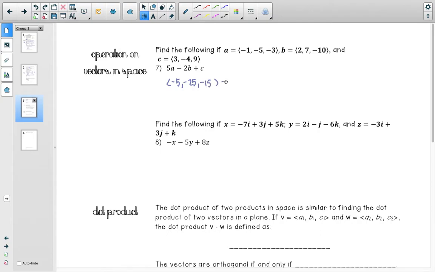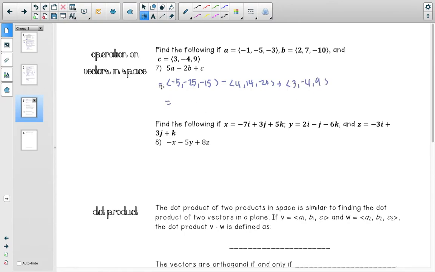Okay, minus, and I'm just skipping steps, I really am. You would take 2 times b, so I'm going to do that right here, and that would give you 4, 14, and -20, because we multiply this by 2, this by 2, and this by 2. And the last one's just straight up c, so we just write 3, -4, and 9. Okay, and this should be review.